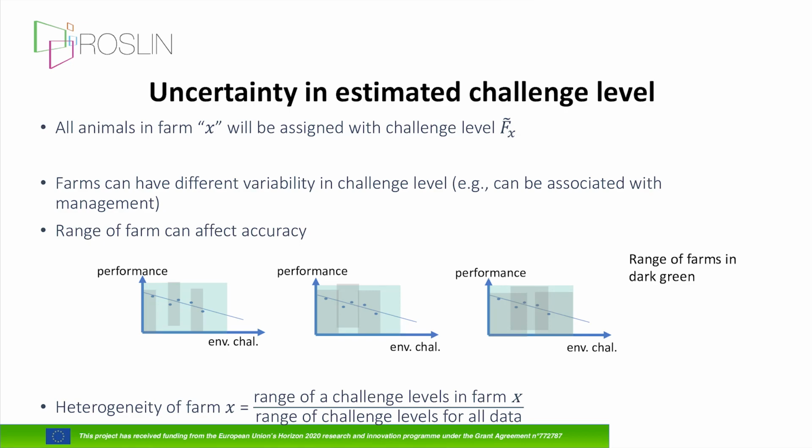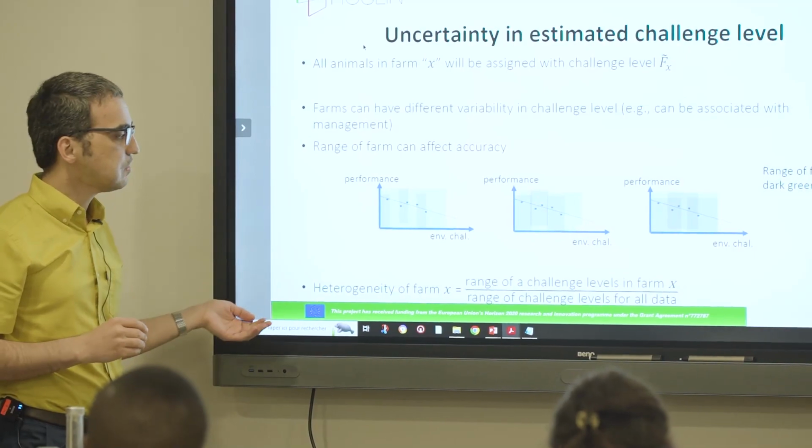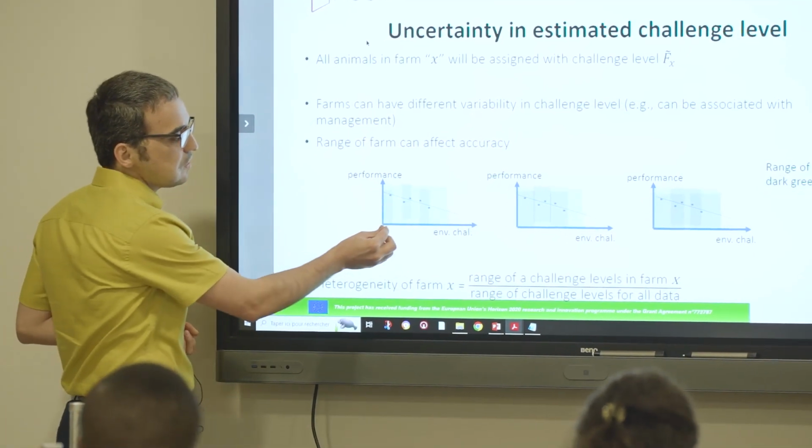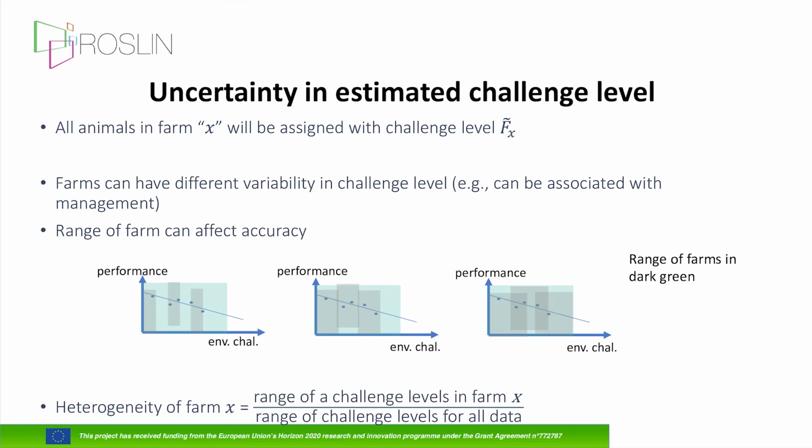Now, as I mentioned earlier, farms can have different variability. For example, in a farm that is managed very well, all the animals are more or less treated similarly. So you have a smaller range of challenge. In farms that are not managed very well, there is discrimination between animals, and then the range of challenge level for each farm is longer. So we define here the heterogeneity of the farm, which is basically the range of the challenge level within a farm divided by the range of challenge levels that exist in all of your data.